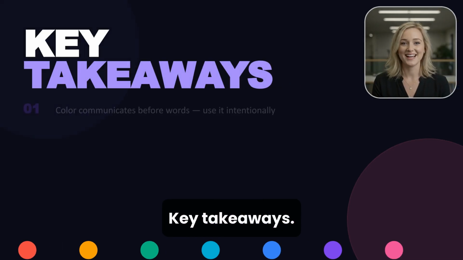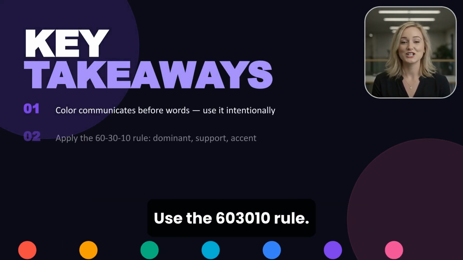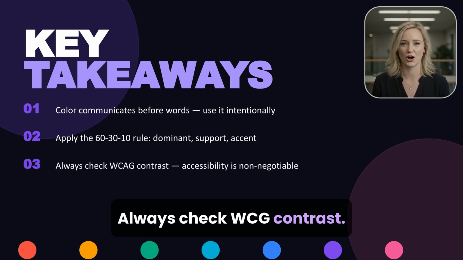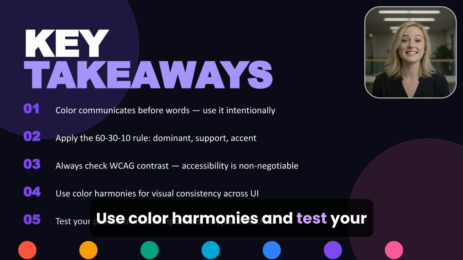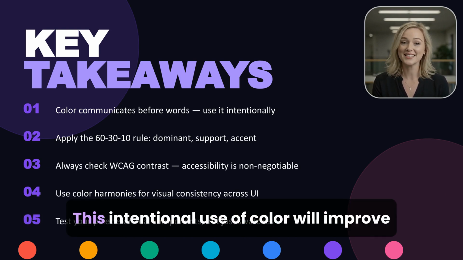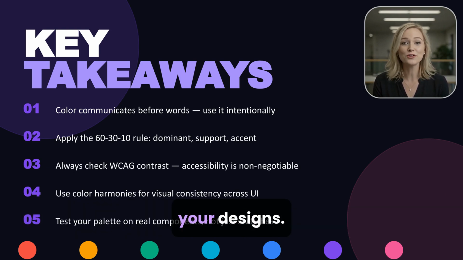Key takeaways: color communicates before words. Use the 60-30-10 rule. Always check WCAG contrast, use color harmonies, and test your palette on real components. This intentional use of color will improve your designs.